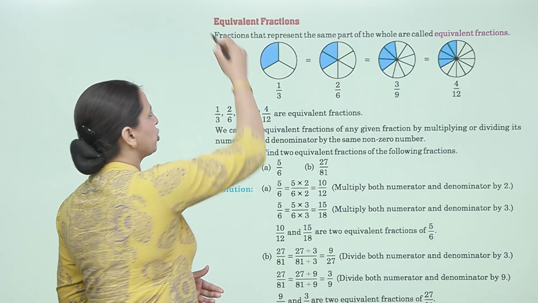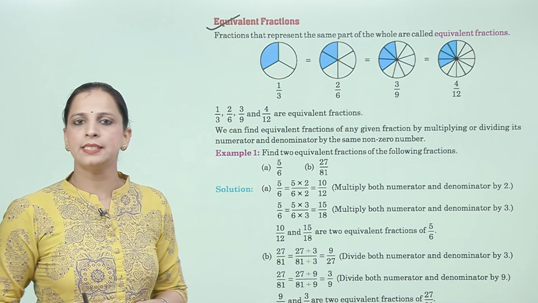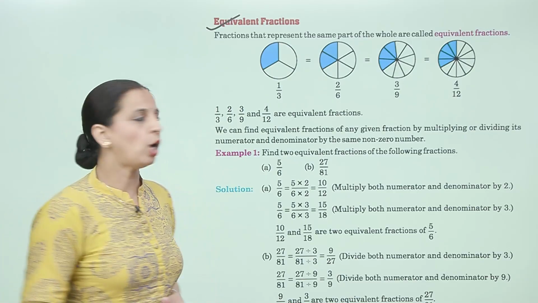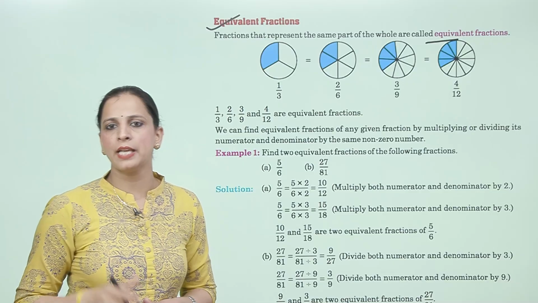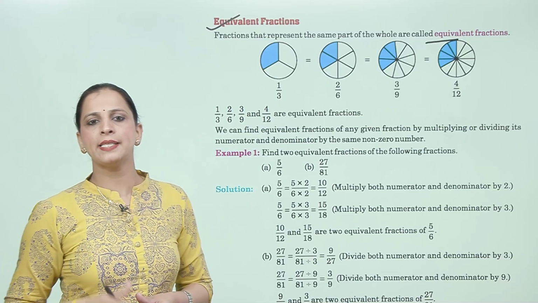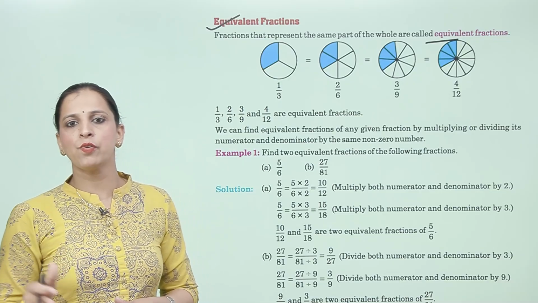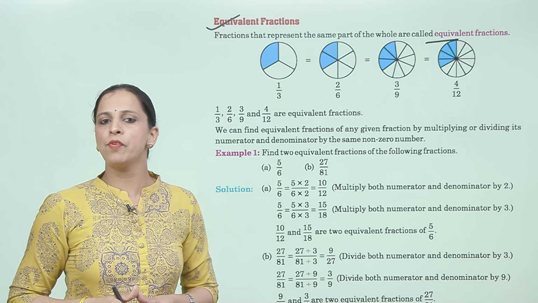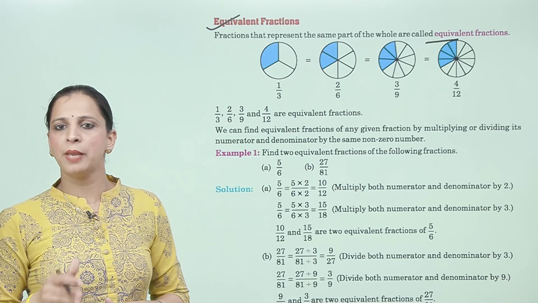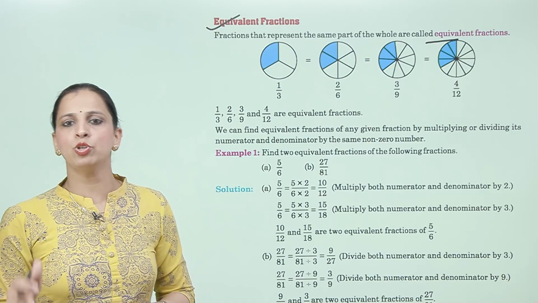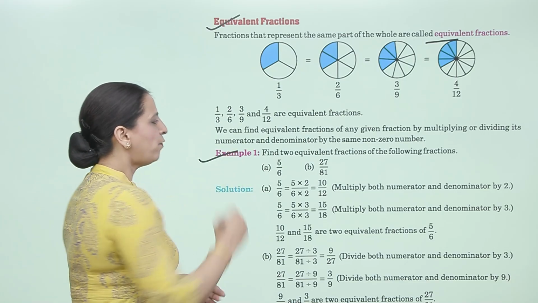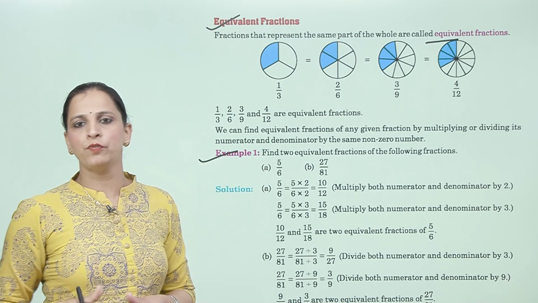Now, equivalent fractions. Fractions that represent the same part of the whole are called equivalent fractions. That is 1 by 3, 2 by 6, 3 by 9 and 4 by 12 are equivalent fractions. We can find equivalent fractions of any given fraction by multiplying or dividing its numerator and denominator by the same non-zero number.